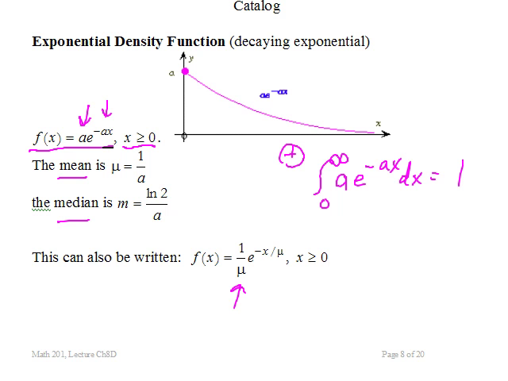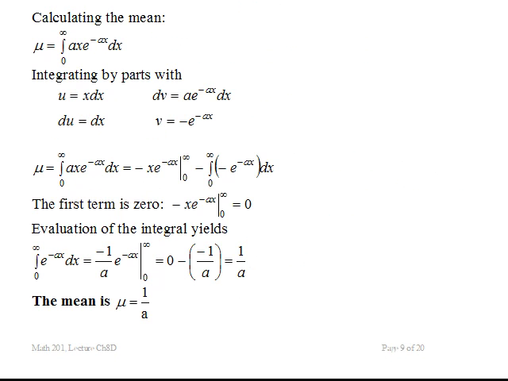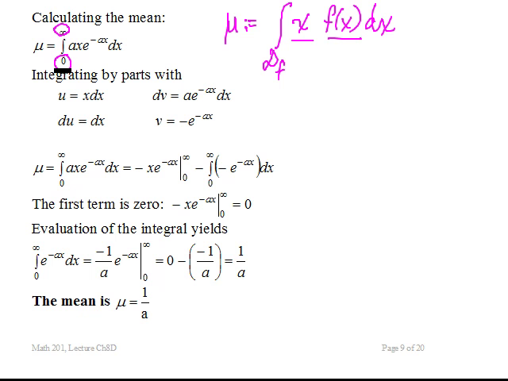All right. I'm going to calculate now the mean and the median for this distribution function. The calculation of the mean. Mu is the integral over the domain of x times f of x dx. This is the general definition for the mean. In this case, f of x is a e to the minus ax, so mu is the integral from 0 to infinity because the domain of f was all x greater than or equal to 0, so that's why I'm integrating over the entire domain. And I take that probability density function and I multiply it by x. There's the x right there. So it's ax e to the minus ax dx.